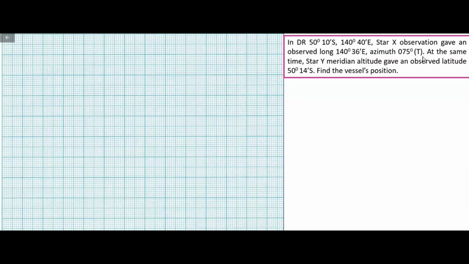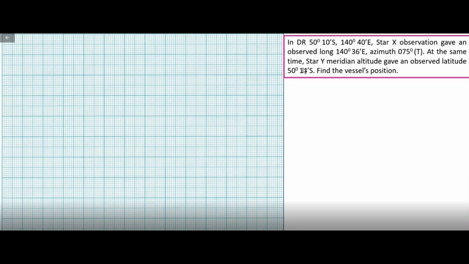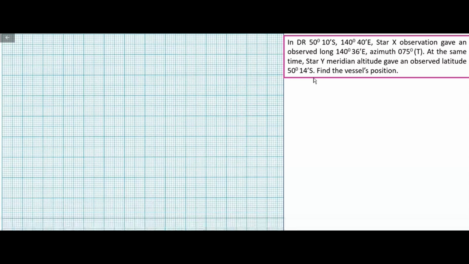Yes, sir. Very good. Now at the same time, star Y meridian altitude gave an observed latitude of 50 degrees 14 minutes south. So this is a meridian altitude observation and the observed latitude is given to us. So can we plot the PL in the second case also? Yes, sir. East-west. Very good.